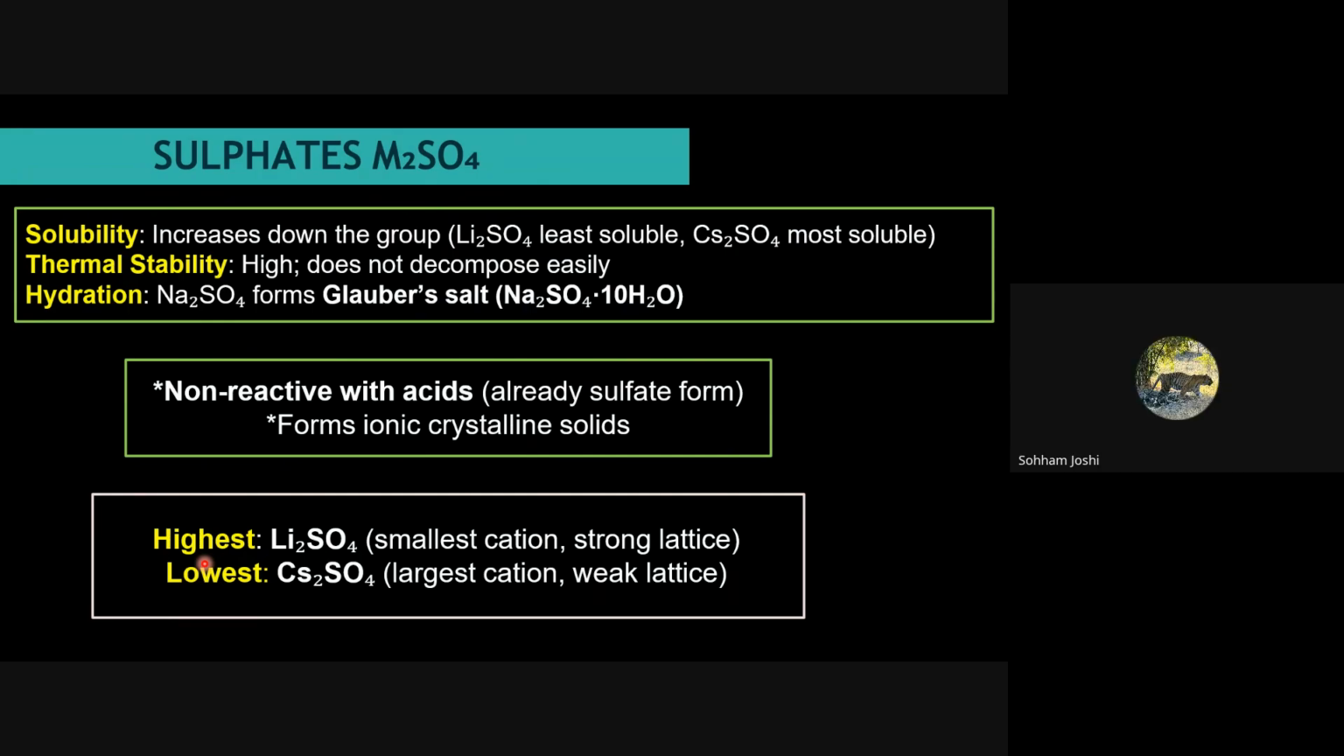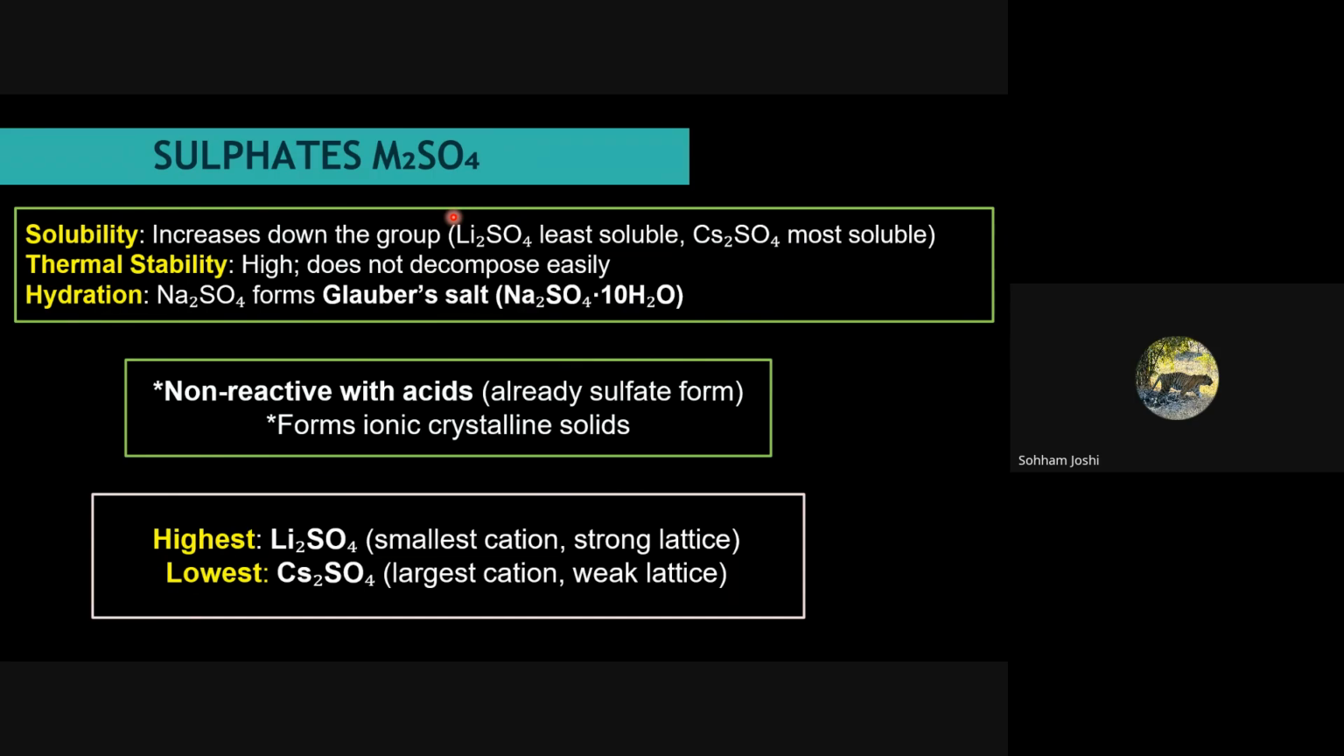So what would the order of thermal stability be for these? For sulfates? Same. I told you the solubility will increase down the group. It increases down the group, it means lithium will be least soluble and cesium will be most soluble.